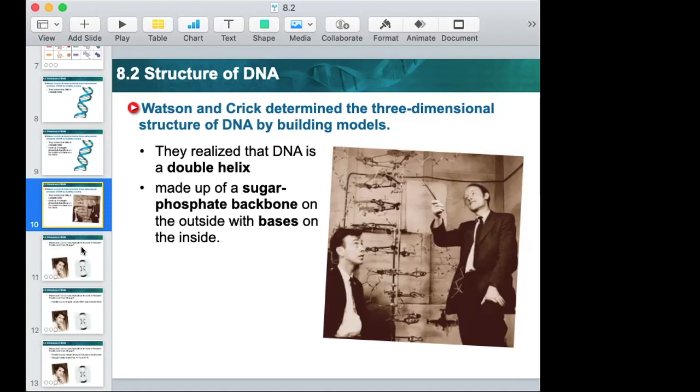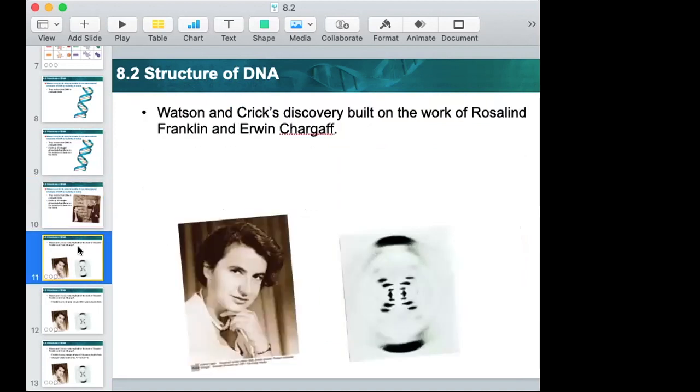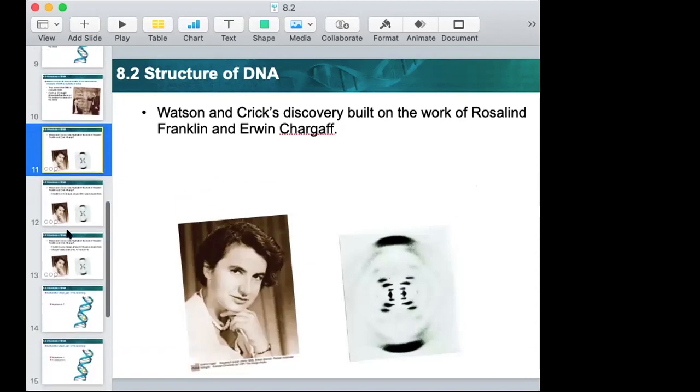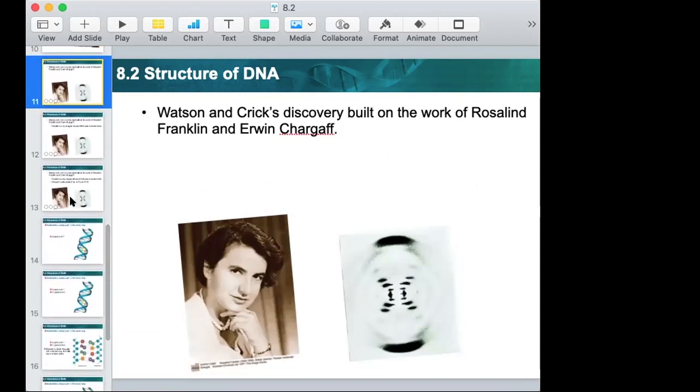So they actually had to use X-rays to see what it would look like. And they used X-rays of somebody else. They used Rosalind Franklin's X-rays of DNA, and Erwin Chargaff. They worked together on this. By shining an X-ray on DNA, they got this X shape, and that X shape is what told them that DNA is a double helix. So they had to extrapolate based on the X-ray images, and those X-rays told them that DNA had to be a double helix shape.